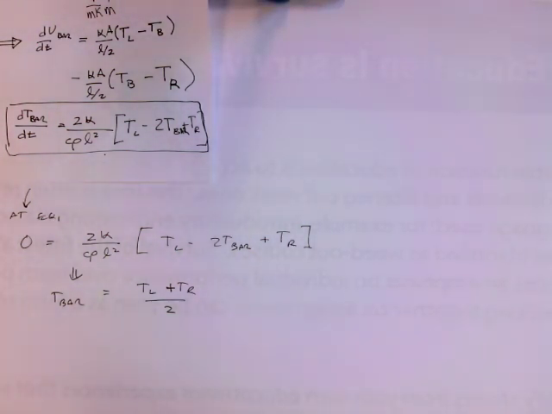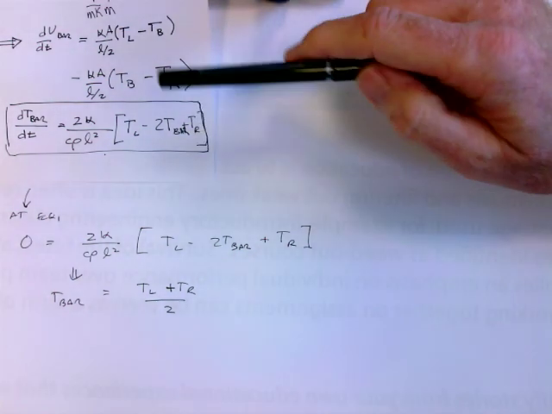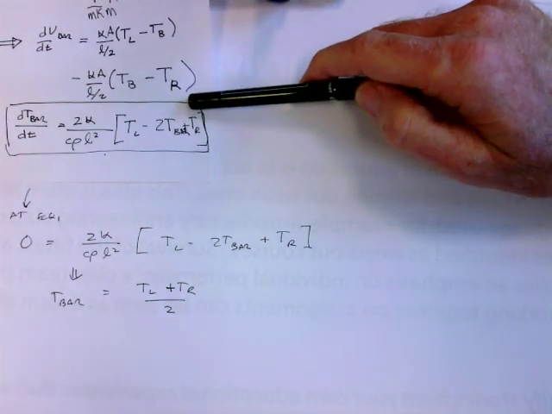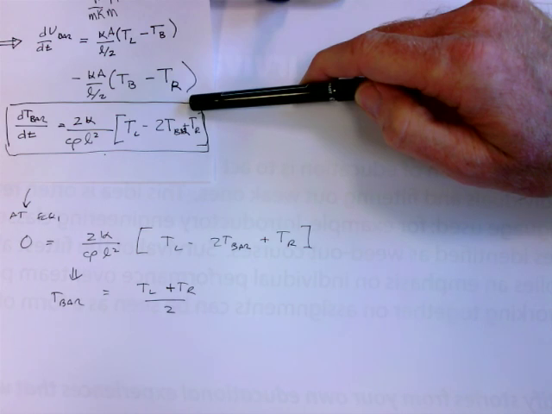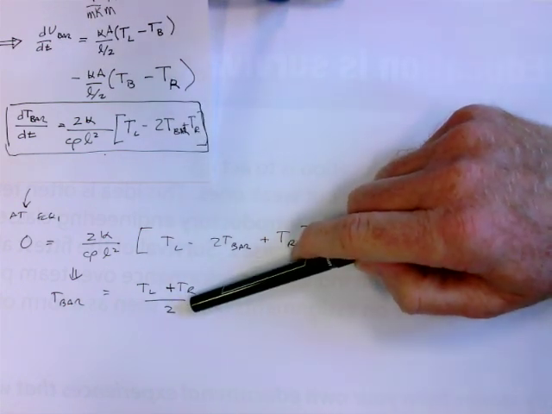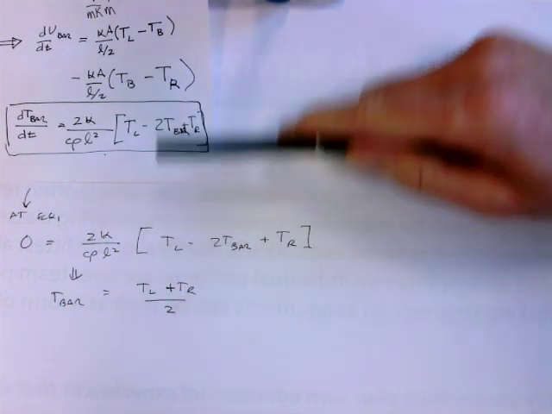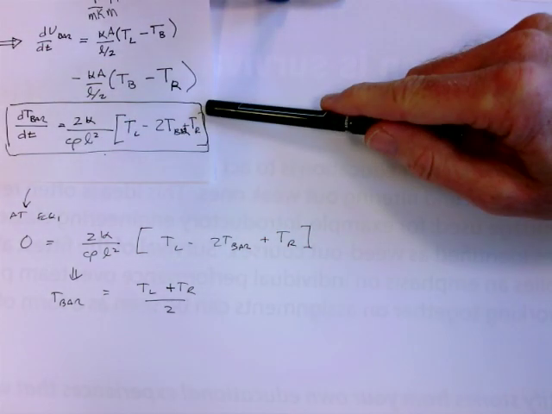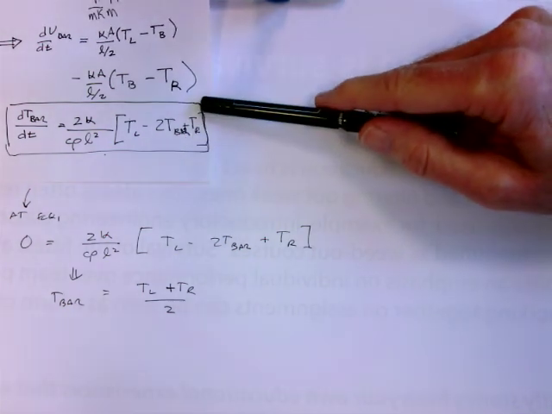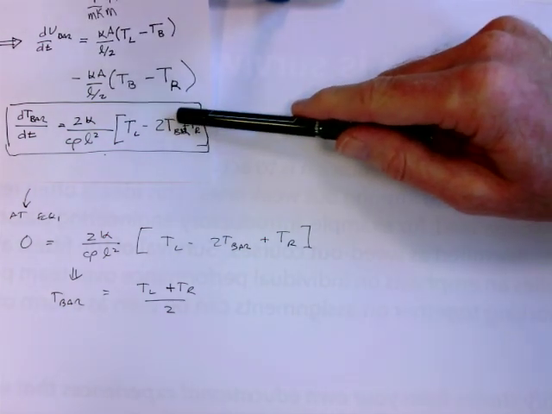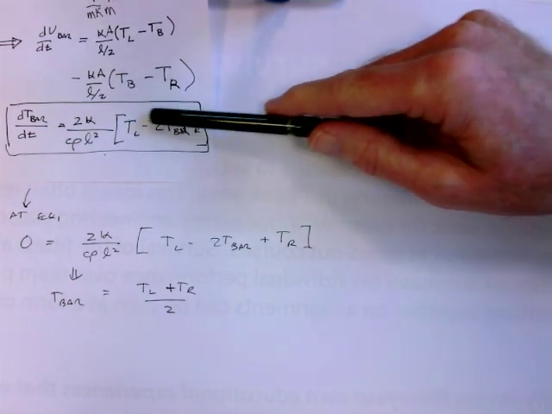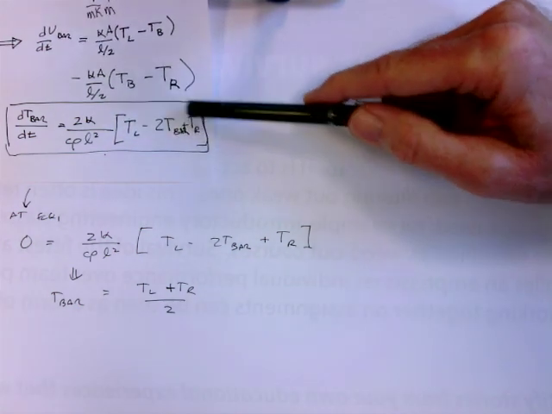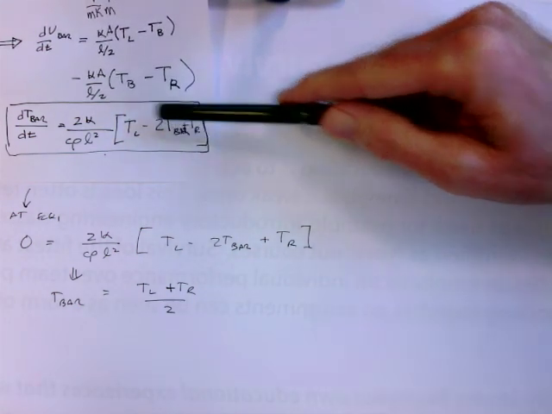Now one way to query this model is: does this differential equation give a T bar that is going to eventually reach this equilibrium? Let's think about that for just a second. If we think about it as a differential equation, the right-hand side is our rate. There's a left temperature and a right temperature, but then there's a negative 2 T bar.